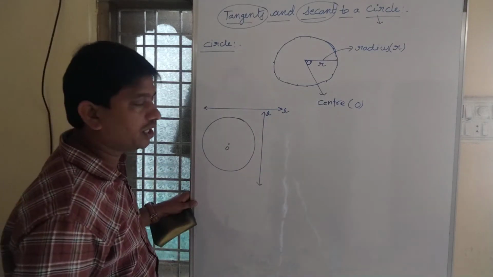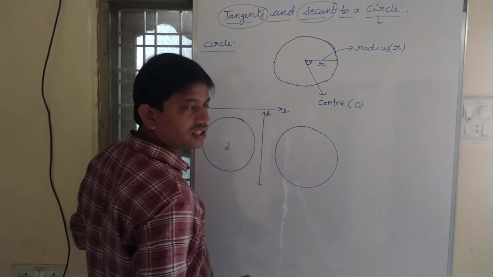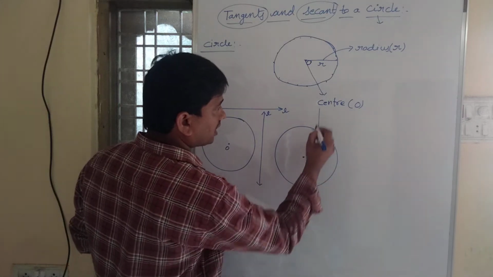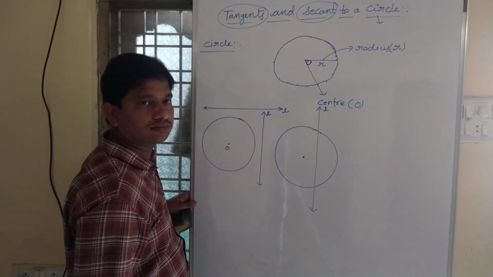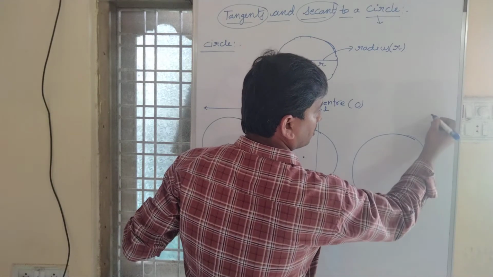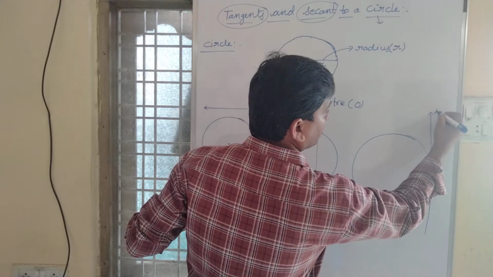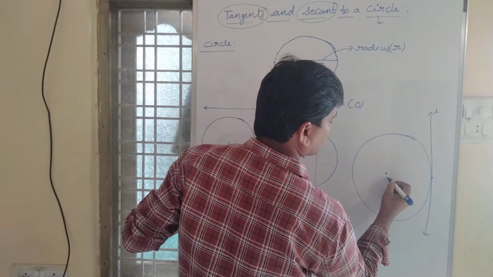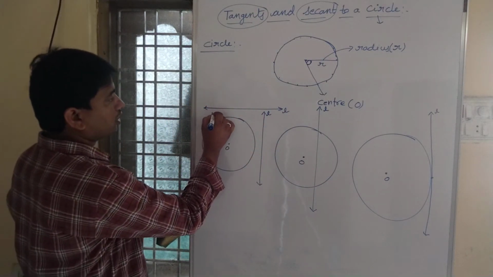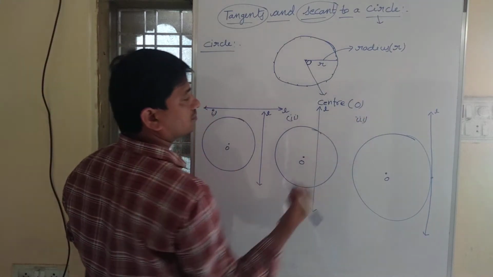This is the first possibility. Coming to the second possibility, this is a line, circle with center O, and this is the line L, and this is the circle. And this is the line, this is the circle with center O. These are the three possibilities: possibility number 1, 2 and 3.